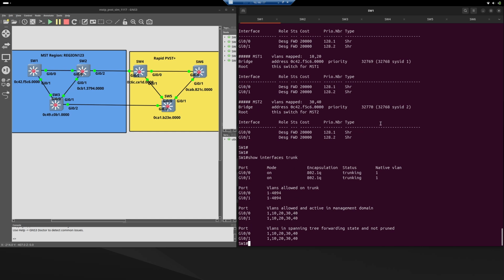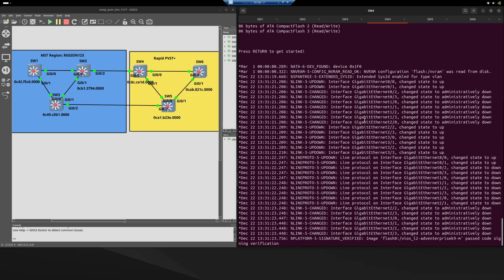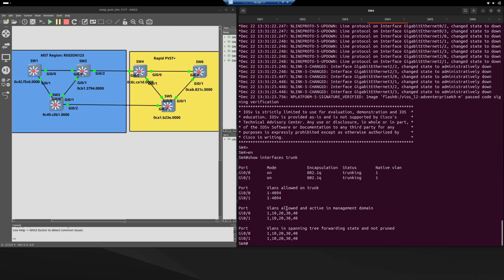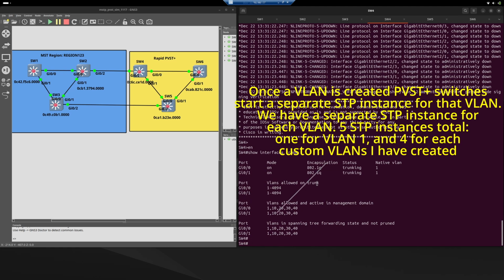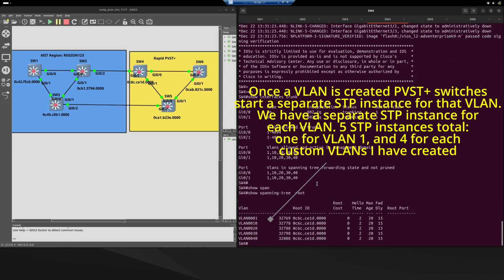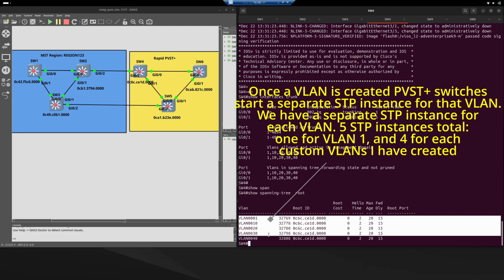In the PVST domain, the situation is similar. I'll show interfaces trunk. We have the same 4 VLANs created. All links are trunk links with the usual 802.1Q encapsulation, and here we have 5 separate STP instances. I'll show spanning tree root, so VLAN 1 and the 4 custom VLANs.